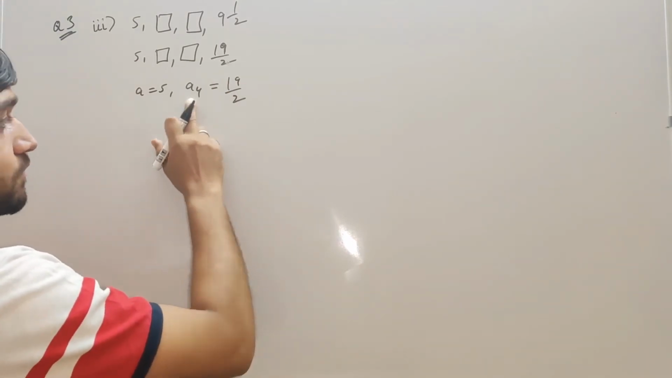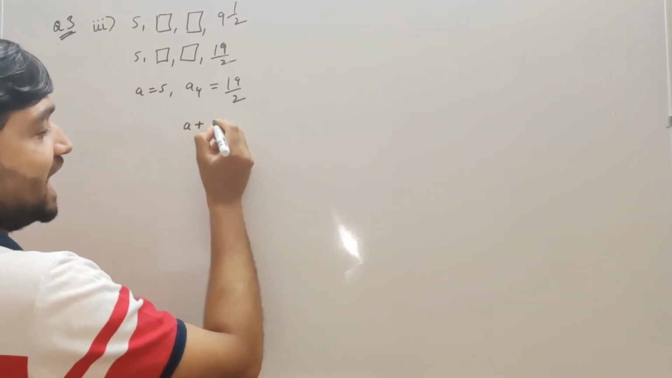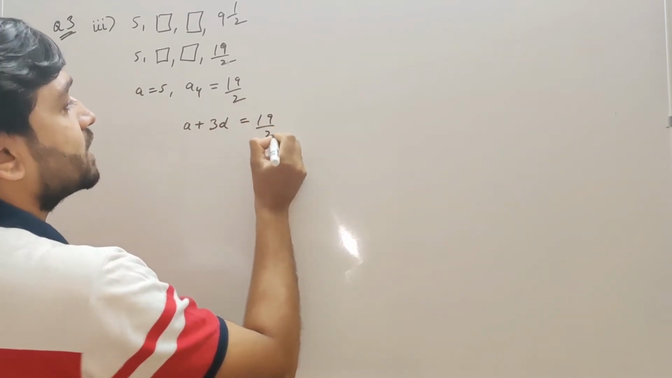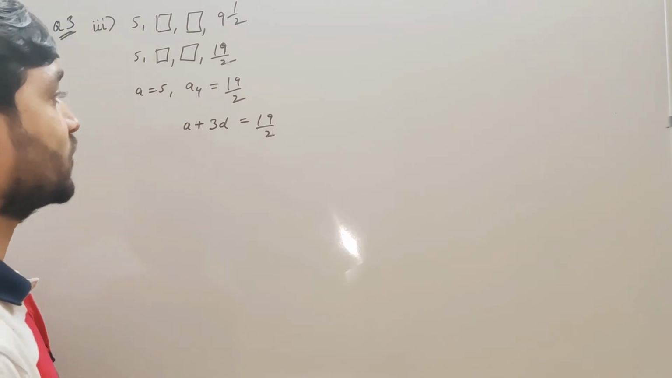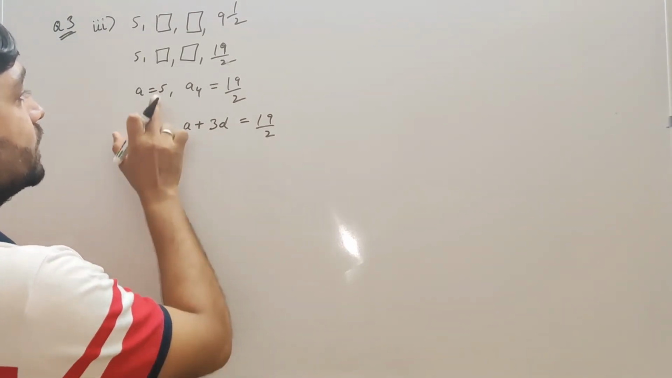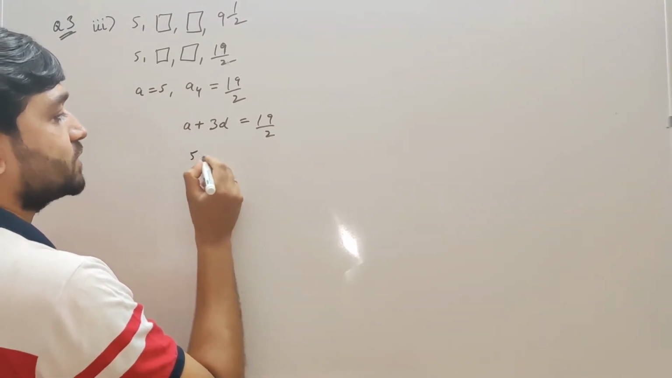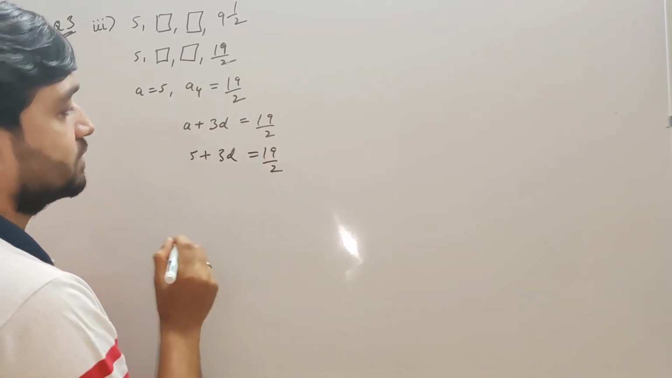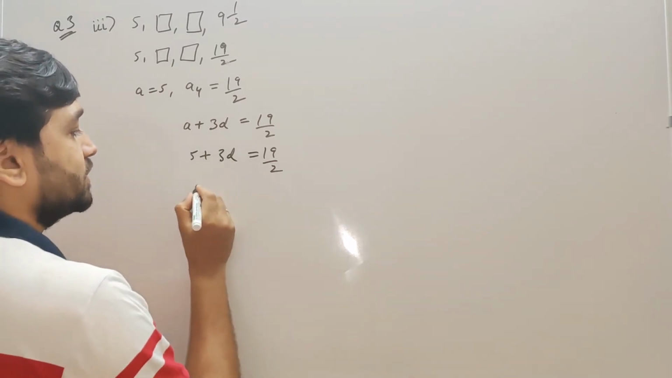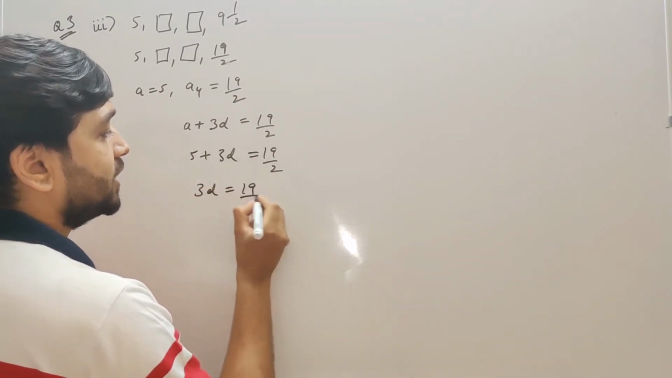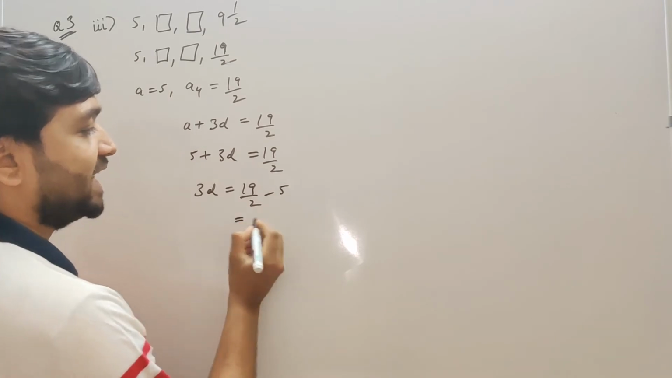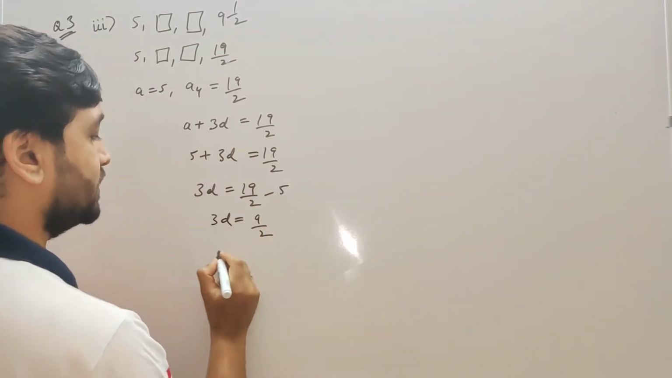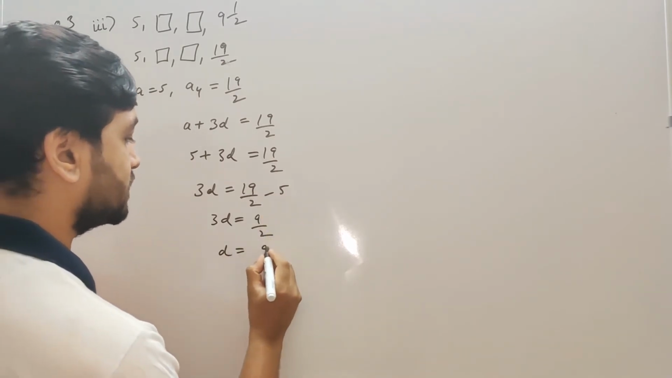Okay, now for a4 I can use the formula a plus (n minus 1) into d. So 4 minus 1 into d, and this is given as 19 by 2. In this equation we know a value is 5. So I substitute 5 plus 3d is equal to 19 by 2. I'll take this plus 5 to the other side. So 3d is 19 by 2 minus 5. I take the LCM and simplify. I'll get 9 by 2 is 3d.